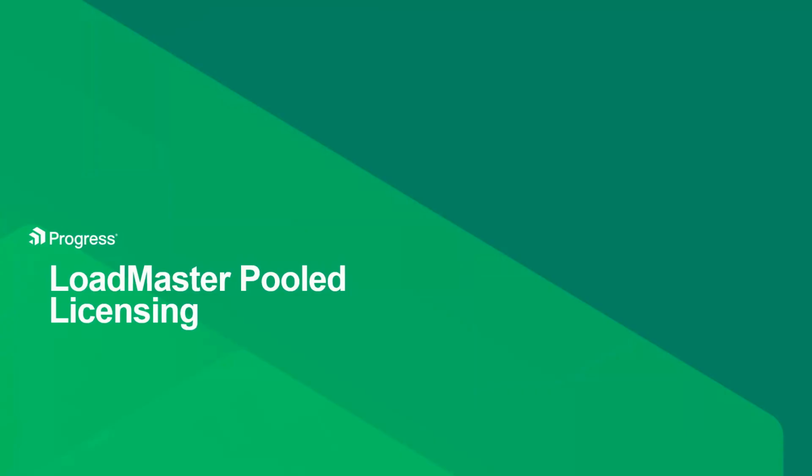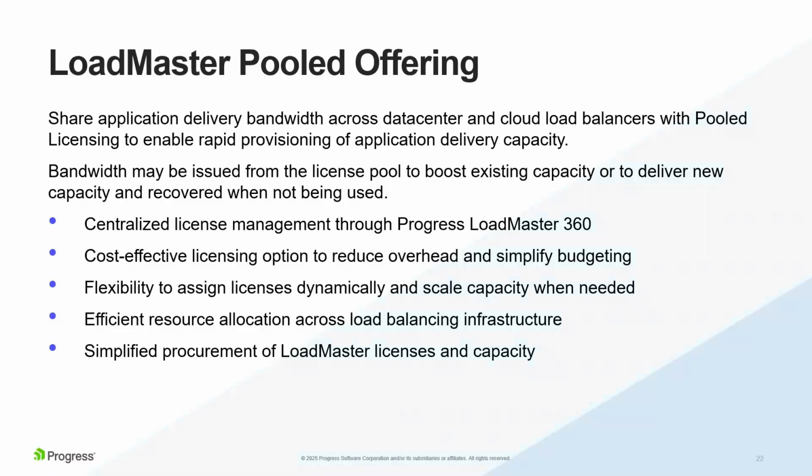So now I'd like to talk a little bit about our pooled licensing. We now have pooled licensing available through LoadMaster 360. We have new pooled tiers, which really make it easier to get started with the added benefits of ease of scale, and also includes the benefits of LoadMaster 360, which is included. So whether you're running virtual LoadMasters on premises or in the cloud or both, you can leverage this pooled licensing and disperse the available throughput across all of your instances.